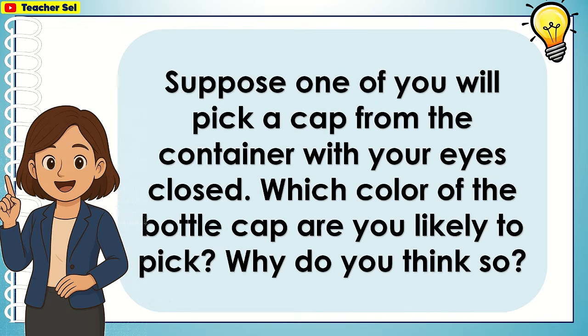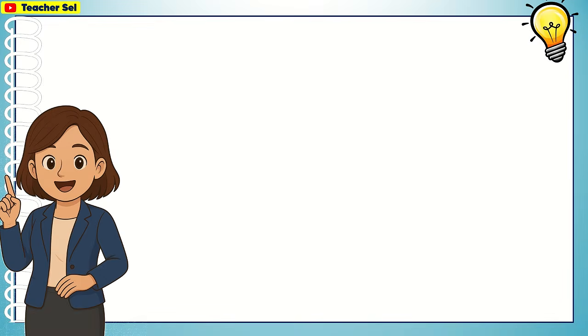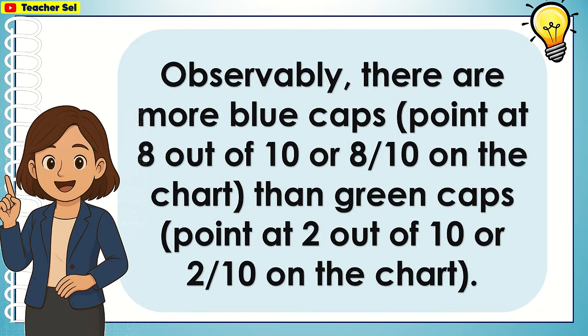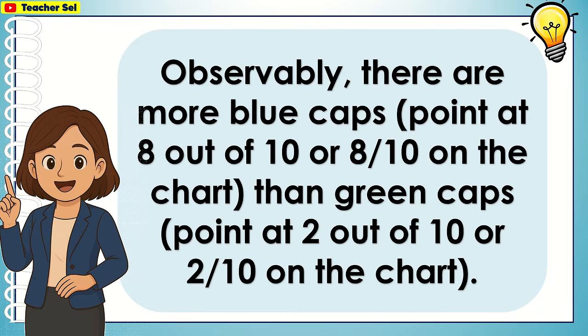Suppose one of you will pick a cup from the container with your eyes closed. Which color of the bottle cup are you likely to pick? Why do you think so? It is likely to be a blue cup because there are more blue cups, 8/10, than green cups, 2/10. Observably, there are more blue cups on the chart than green cups.